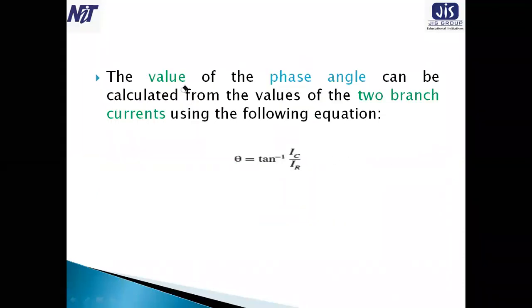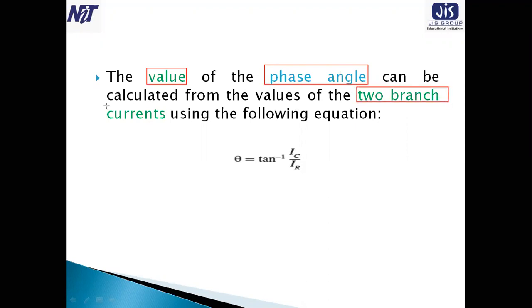Now the value of the phase angle can be calculated from the value of the two branch currents using the following equation. What is the value of the phase angle? The value of the phase angle can be calculated from the two branch currents using the following equation. So theta equals tan inverse of IC by IR.